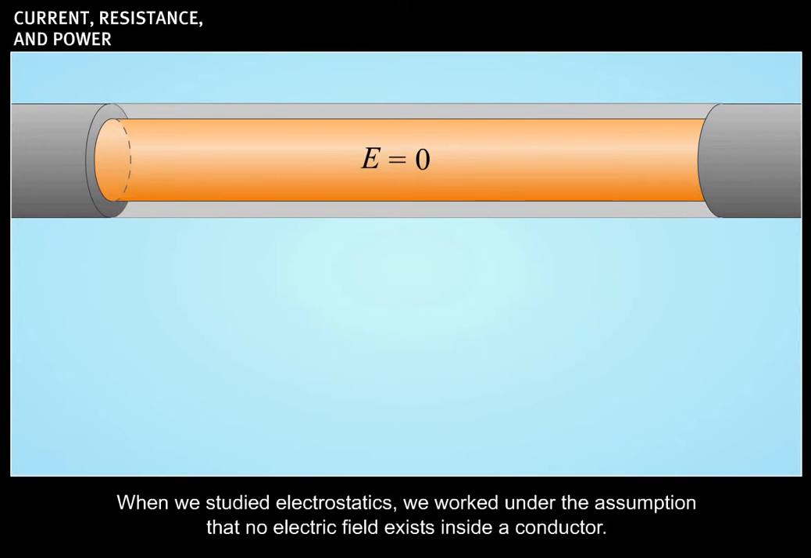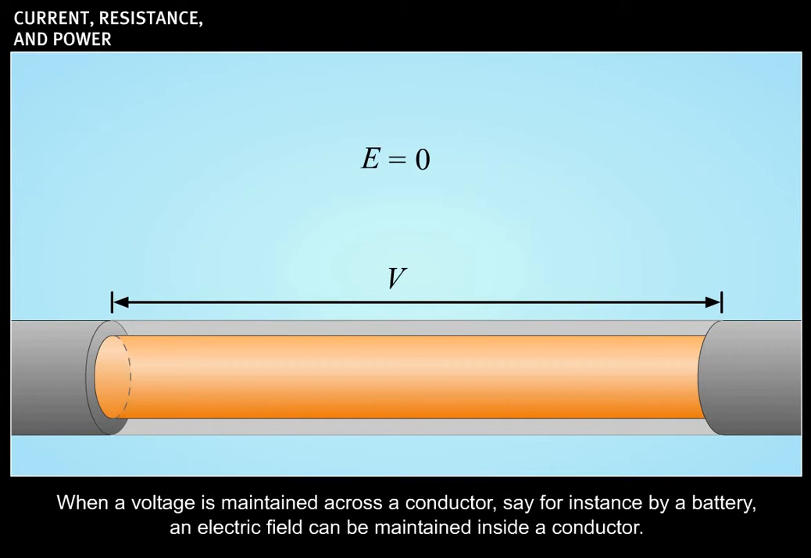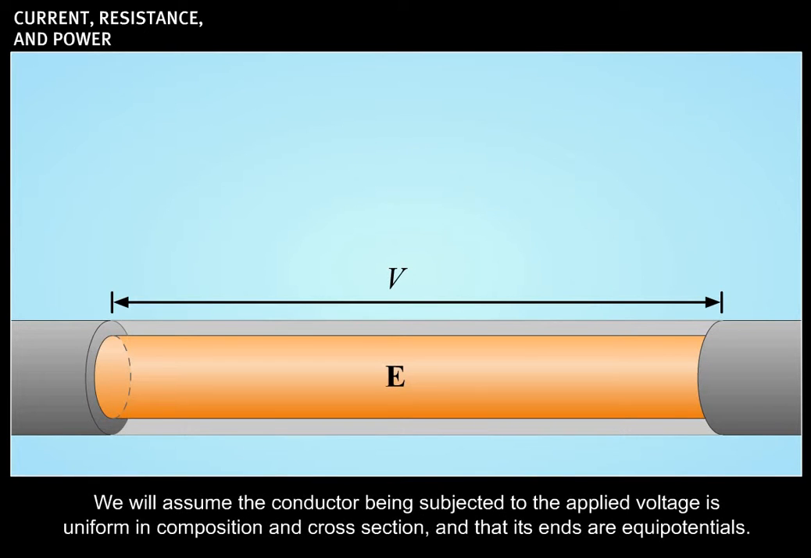When we studied electrostatics, we worked under the assumption that no electric field exists inside a conductor. When a voltage is maintained across a conductor, say for instance by a battery, an electric field can be maintained inside a conductor. We will assume the conductor being subjected to the applied voltage is uniform in composition and cross-section, and that its ends are equal potentials.